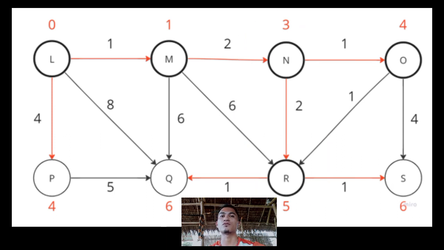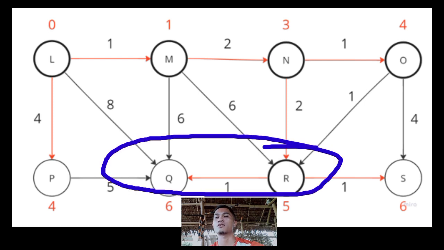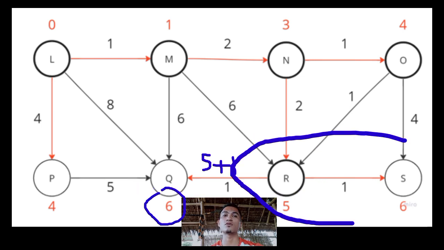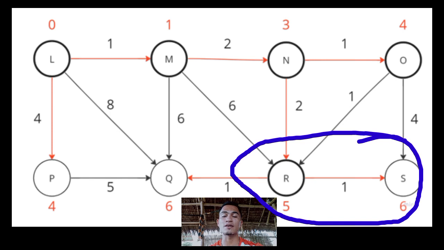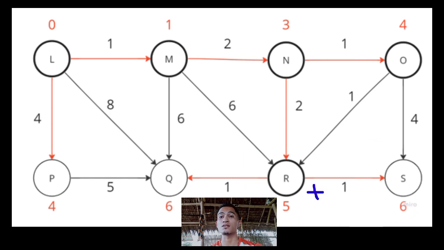Moving on from R to Q, the distance between them is 1, and then we have 5. So 5 plus 1, that is why it becomes 6. And then from R to S, the distance is 1. So there we have 5, and 5 plus 1 is 6 again.